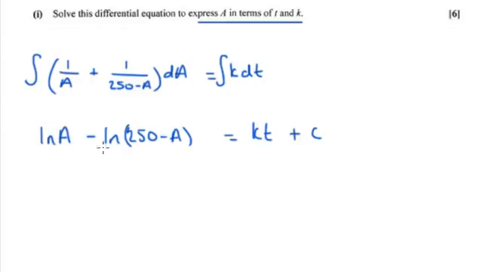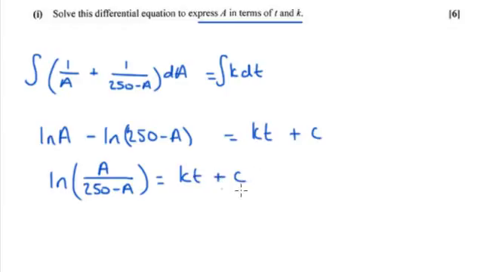Next thing I'm going to do is just simplify this into one log. I'm going to use the log rule, where a subtraction of two logs is the same as the log on the left divided by the log on the right, just to make this a little bit more simplified. And now I think it's quite a good time to calculate c.